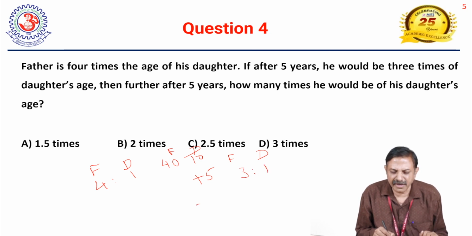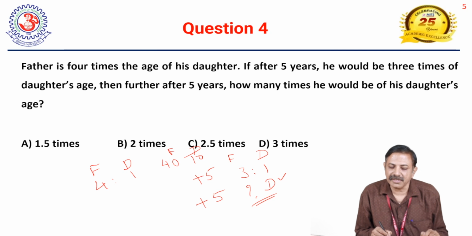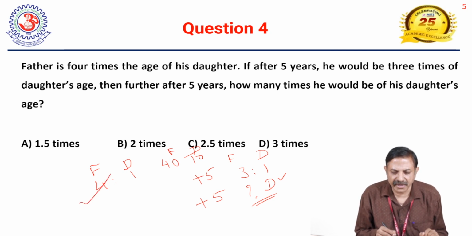Further, after 5 years, again after 5 years, what is the question? How many times would father be of the daughter's age? That is what he is asking. So finally, how to solve this question without any steps? Father is 4 times daughter. After 5 years, he will be 3 times. Further after 5 years, how many times will he be?